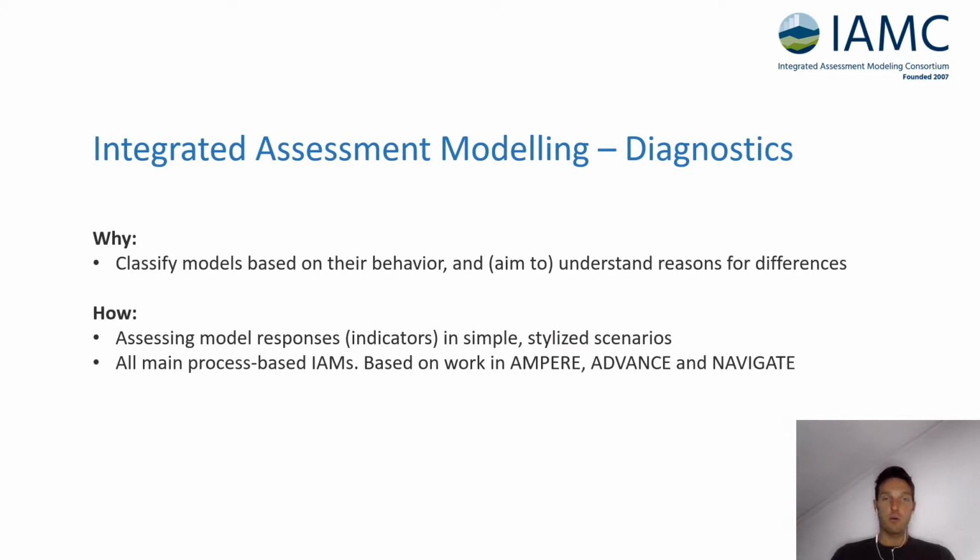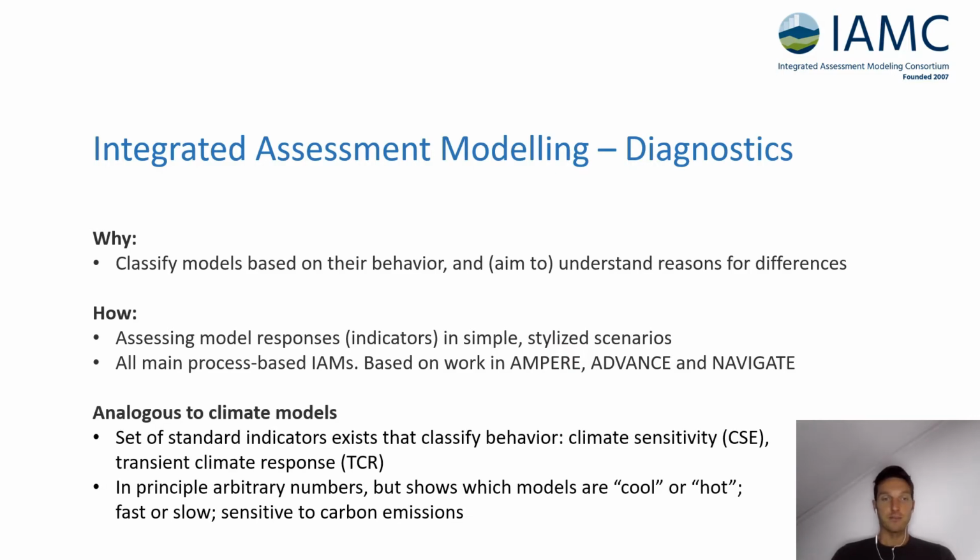And this is done with all main process-based IAMs and based on the work in the research projects MPAIR, Advance, and Navigate. And you should see this as analogous to what is done with climate models, where also a set of standard indicators exist that classify behavior, such as the climate sensitivity or transient climate response. These are in principle arbitrary numbers, but they show which models are cool or hot or fast or slow, and how sensitive they are to carbon emissions.